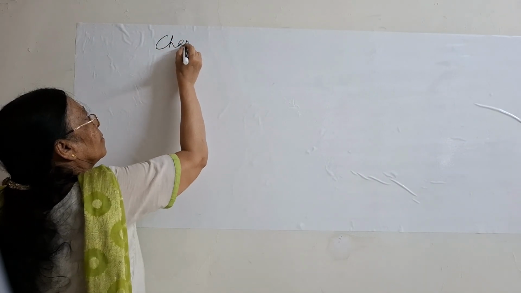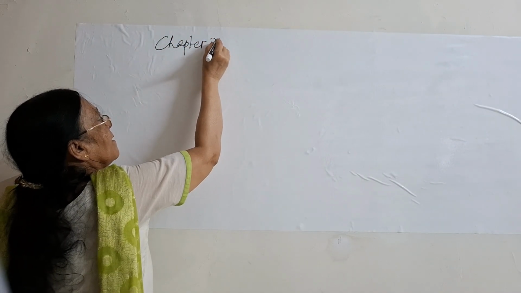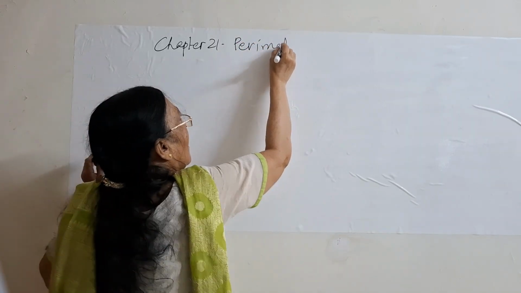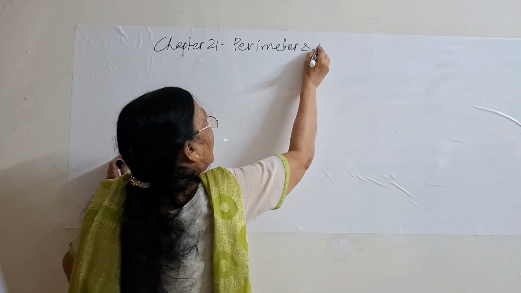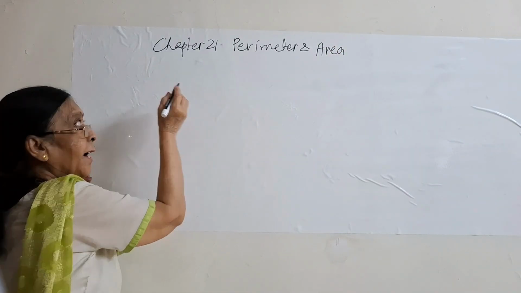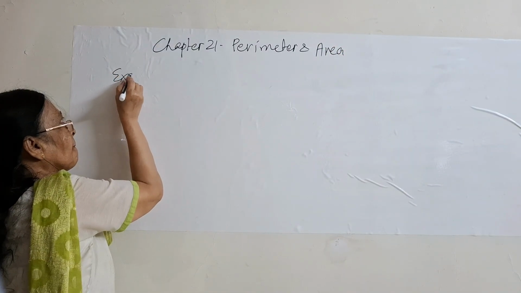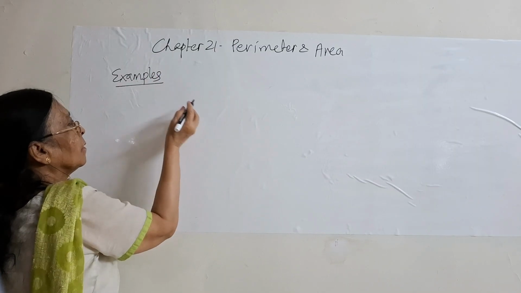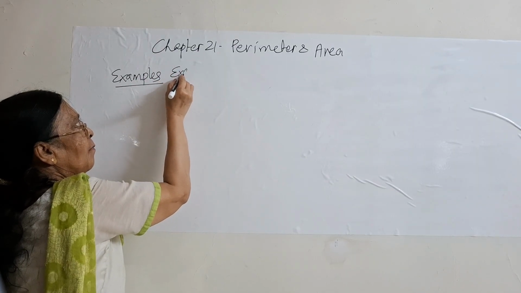Chapter 21, Perimeter and Area. Examples. Now, example 1.